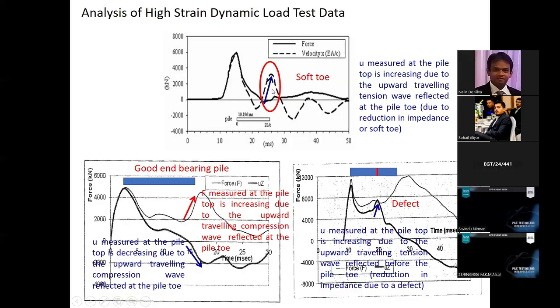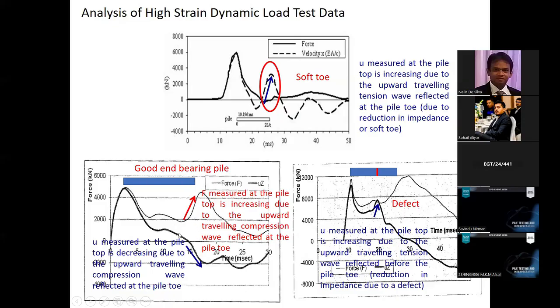Higher velocity always indicates that there is a soft condition at that particular depth. So then this one, the thin line represents the force record. The thick line represents the velocity record. So you can see up to the first peak, both are identical. Then after that, the two curves start to separate. But the force record is always above the velocity record. This is indicating the mobilization of skin friction.